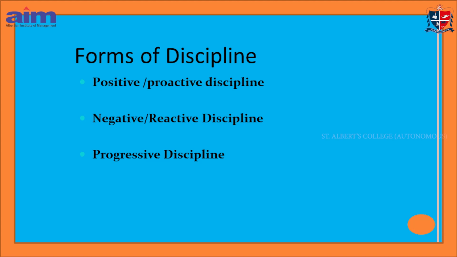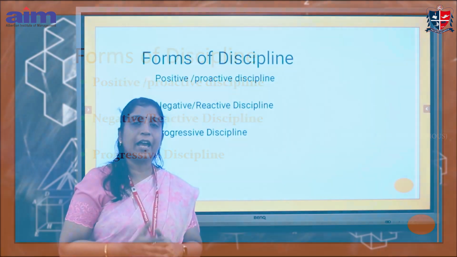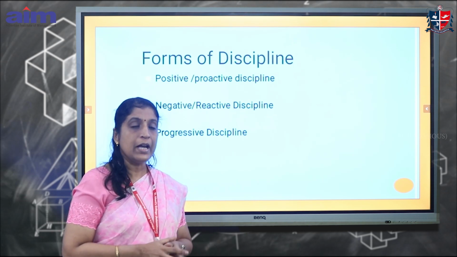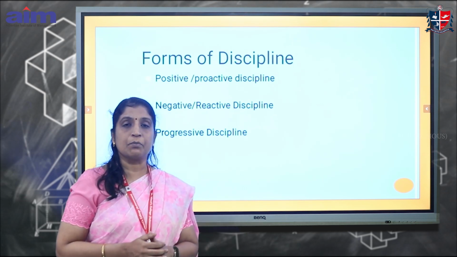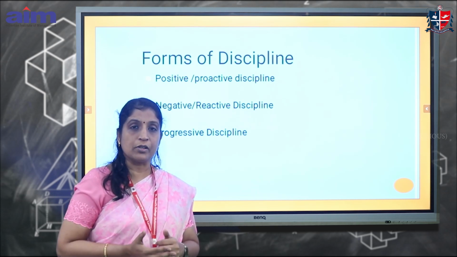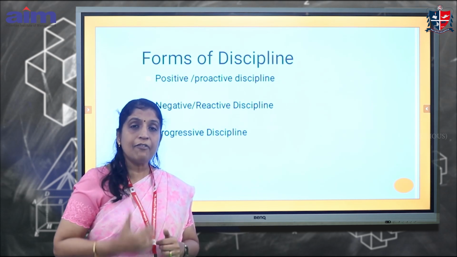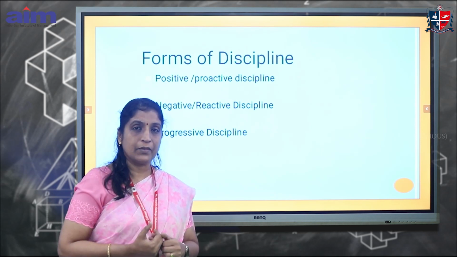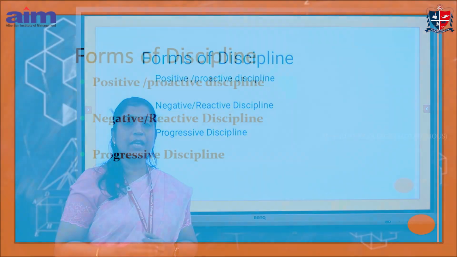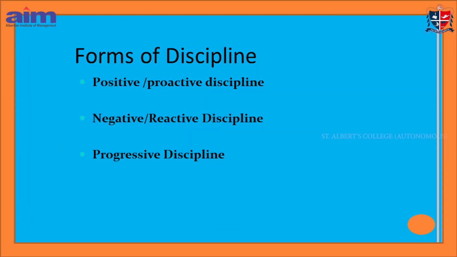And next, we look into the various forms of discipline. The first is called positive or proactive discipline. This is a type of discipline in which we do not use any sort of punishment. In positive or proactive discipline, the employee feels that he should follow the rules and regulations and he has the self-control to do it by himself. So the employee follows without being punished.